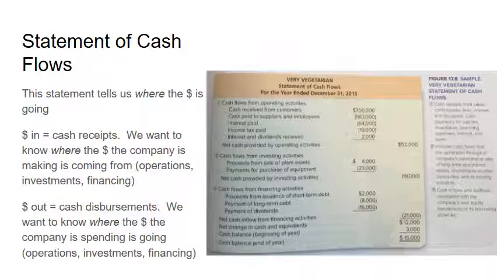So you see here with Very Vegetarian on item 3 on that screenshot, payment of dividends, $15,000. So that is money spent there on them issuing money out to folks who own stock. So cash flow statement: where's the money going? Where's it flowing in and out of the company?